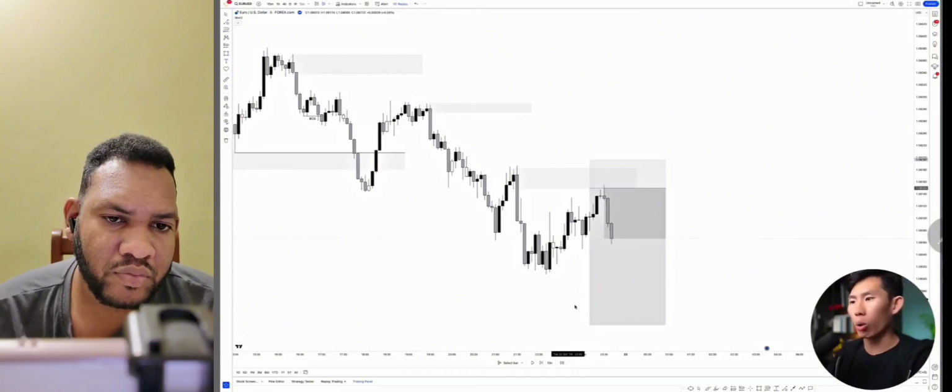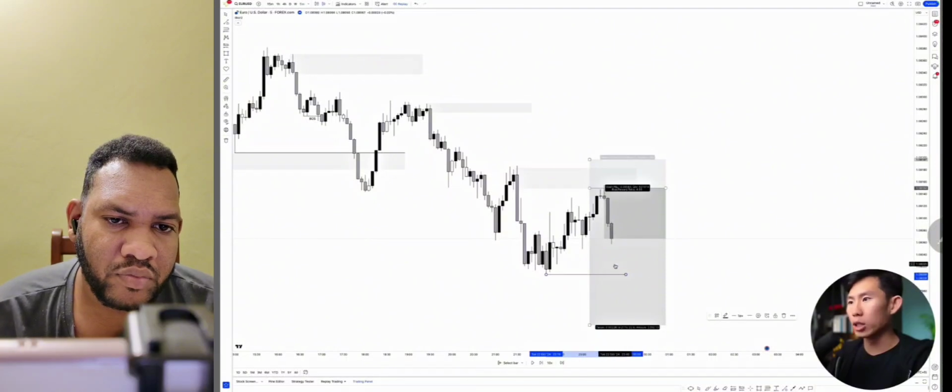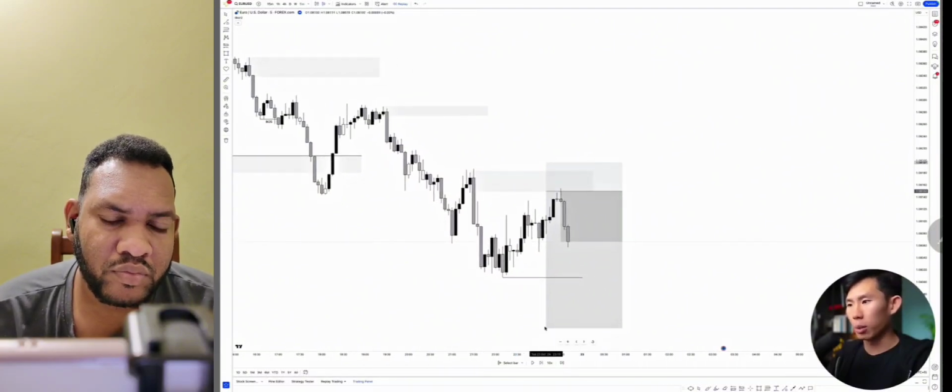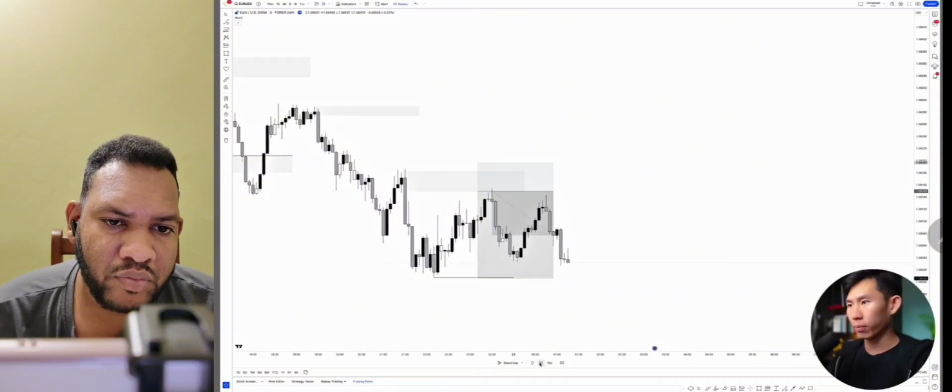Nice. At this point of time, I will target the previous swing low. Once again, where is the previous swing low? Okay, so this will be the previous swing low. You always look towards the left, right? So this is the previous swing low. Target just right there. And then let's just see whether we hit take profit right there.